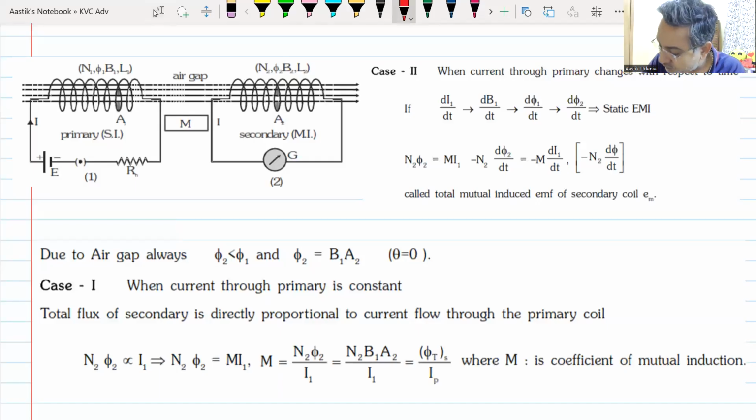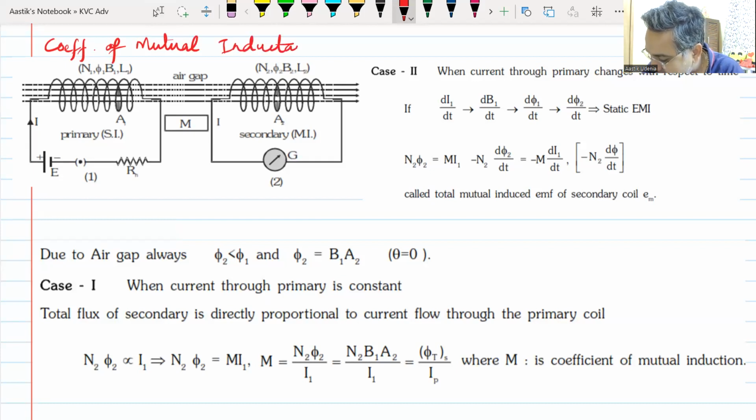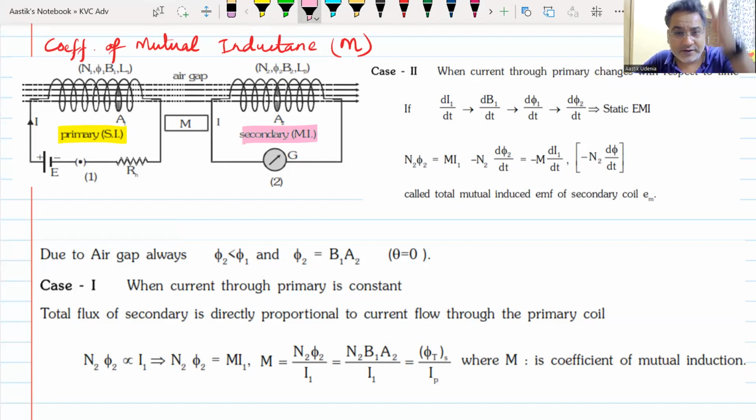Then we come to this heading, coefficient of mutual inductance. This coefficient of mutual inductance is denoted by the letter capital M. So now you have one coil which is the primary coil. Do you see this yellow coil, the primary coil? And then you see this pink coil, the secondary coil. The number of turns, flux, area and inductance of the first coil are N1, Phi1, A1, L1, and the number of turns N2, Phi2, L2 and A2 are the terms for the secondary coil. Do we understand this? Yes.